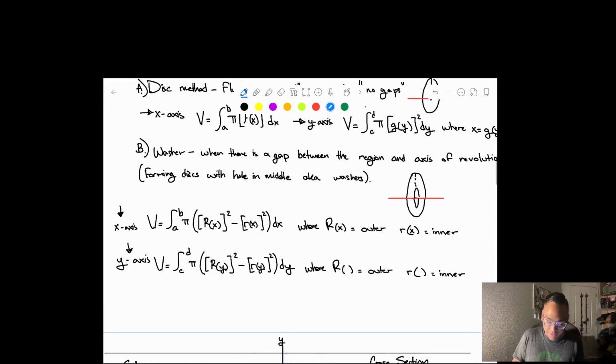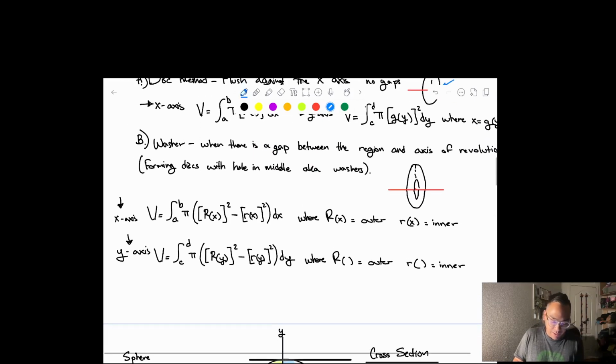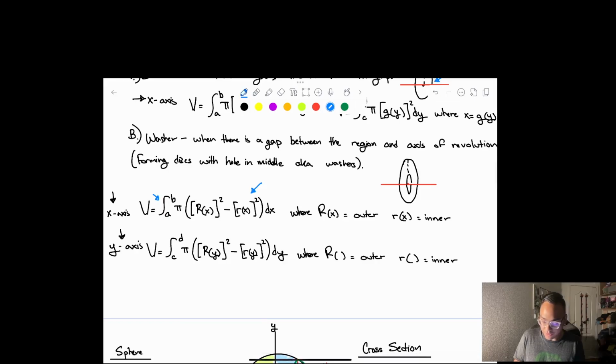For that, it's a very similar formula. For the x-axis, V is equal to the integral, of course, from the lower limit a to the upper limit b. This is the integral symbol, and this is called the integrand: pi times capital R of x squared minus lowercase r of x squared, dx. I put it in lowercase just to differentiate. This is the bigger size, and this is the smaller, where capital R is the outer radius and the lowercase r of x is the inner radius.